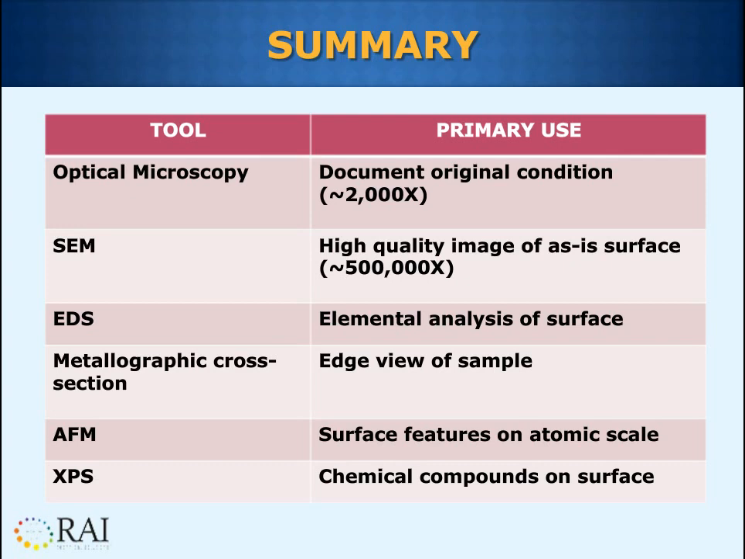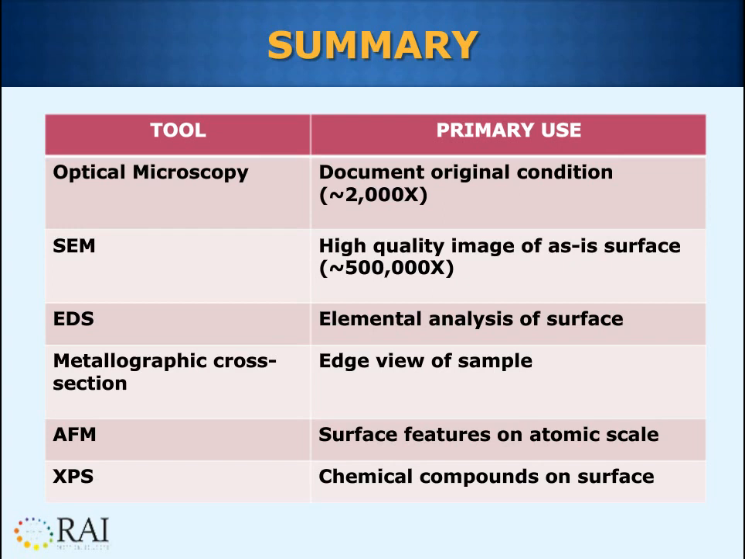AFM, atomic force microscopy, gives me surface features on an atomic scale, extreme surface detail, and can really detect surface roughness to the most minute scale imaginable. The example that I showed there, it was able to detect surface roughness differences of 1/10 of a nanometer, which is 1/10 of a billionth of a meter. So you can just imagine how small and surface sensitive AFM actually is.